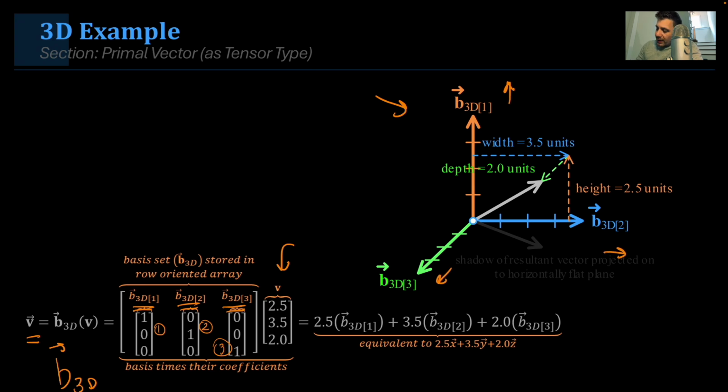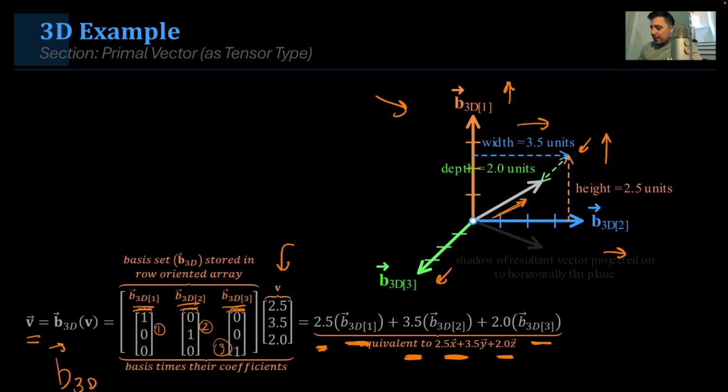If we look at the gray arrow right here, we'll see that it may be generated by a linear combination of those 3 bases, right? If we go up 2.5 units and we go to the right 3.5 units, and then we go inward or outside, projected from the screen by 2 units, we get this resultant vector right here. And so we apply that. We have 2.5 times our first basis, 3.5 times our second basis, and 2.0 times our third basis. And we get our resultant tensor.